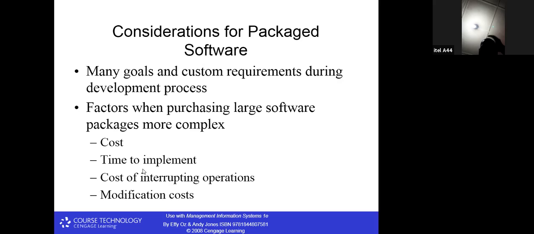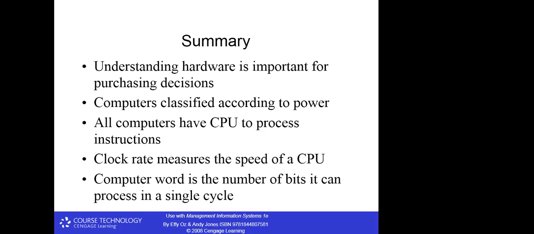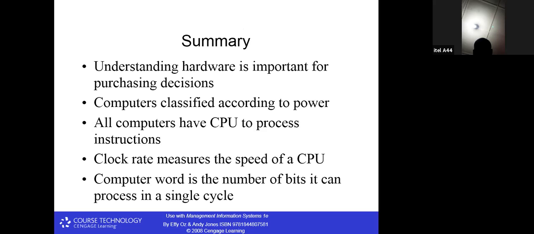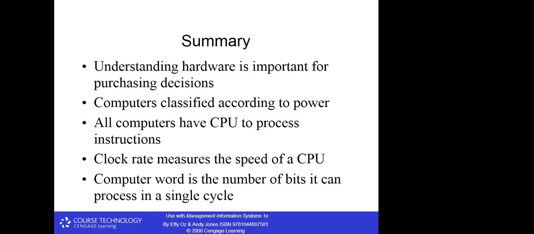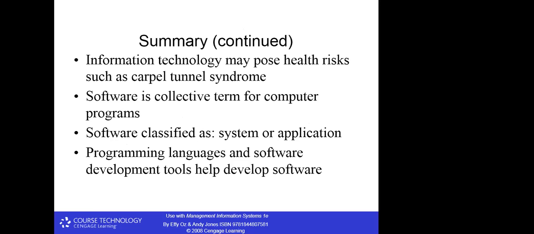So let me see how many slides we still have. To summarize, we've talked a lot about hardware, the important decisions we have to make in purchasing hardware. We've talked about the RAM, the ROM. We've talked about the external storages. We've talked about programming languages. We've talked about the classification of software.